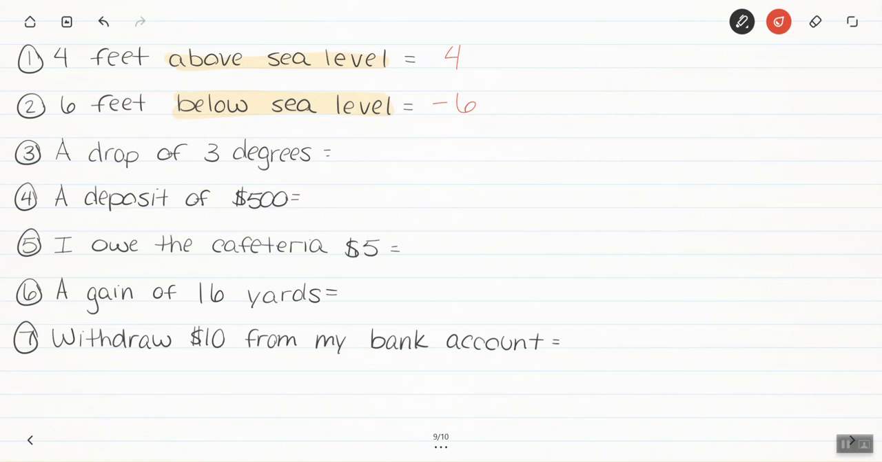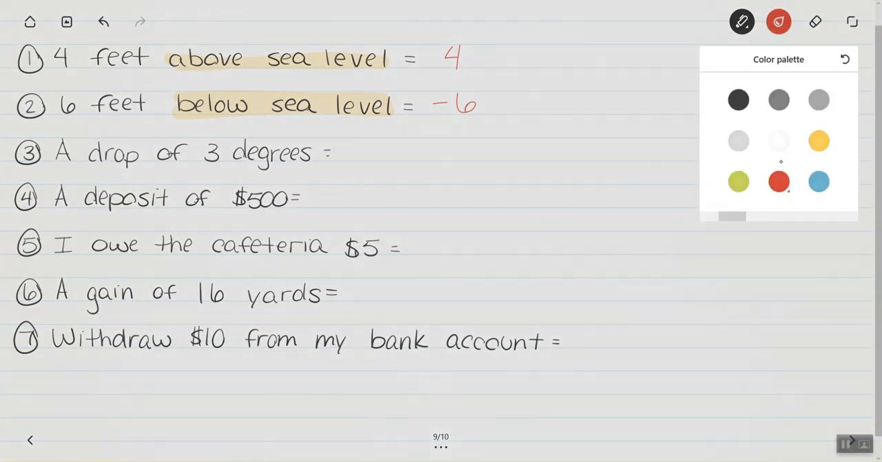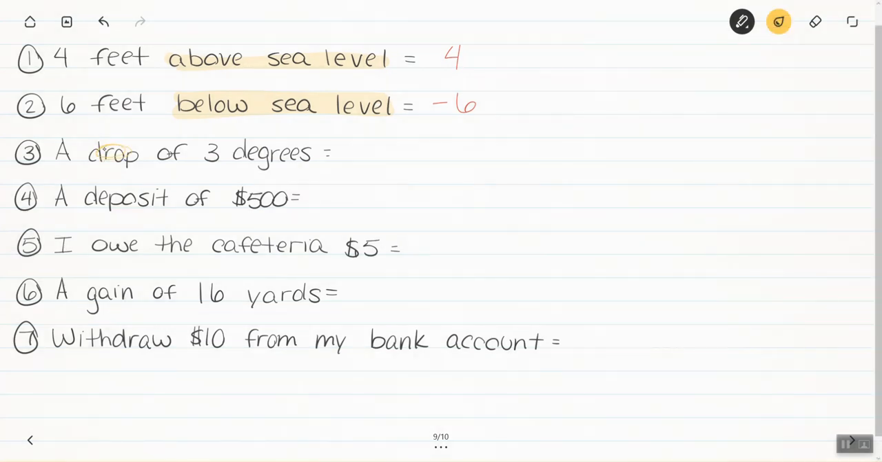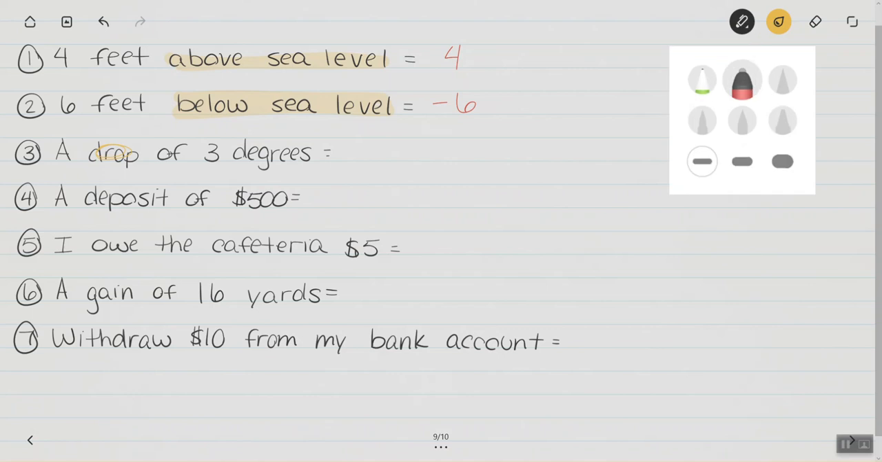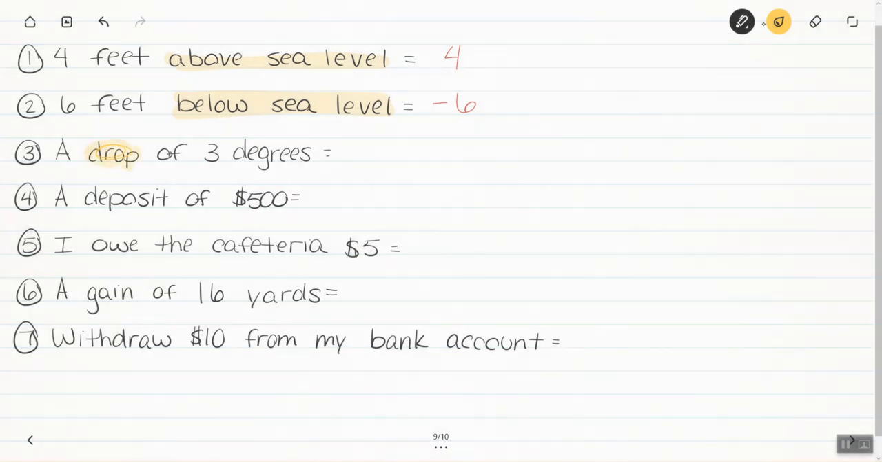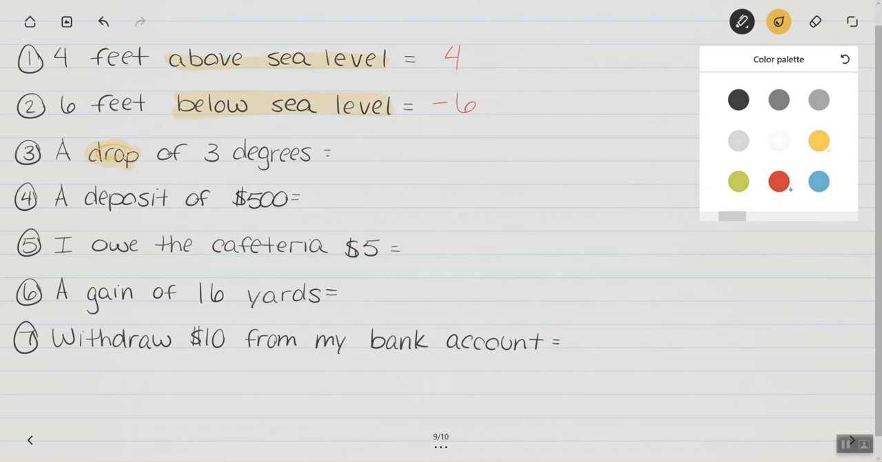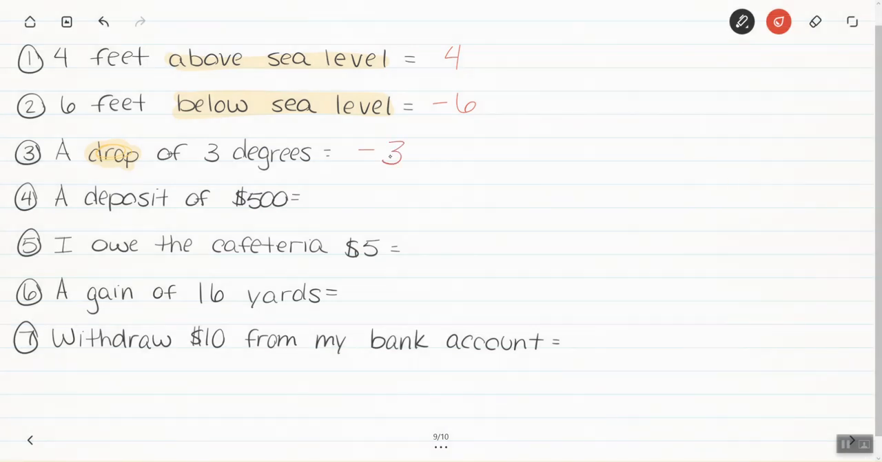For number 3, I have a drop of 3 degrees. Well, think about what's happening. If I'm dropping 3 degrees, am I going up 3 degrees or am I going down? Well, if I'm dropping, that means I'm going down. So that's my key word there, drop 3. So that's going to give me a -3.